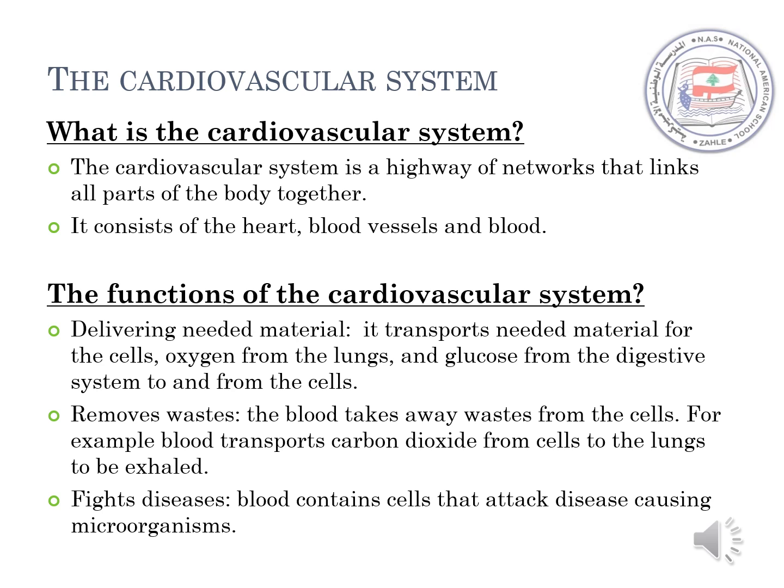The blood takes away waste from the cells. For example, blood transports carbon dioxide from the cells to the lungs to be exhaled. And finally, the cardiovascular system fights diseases. It contains cells that attack disease-causing microorganisms.